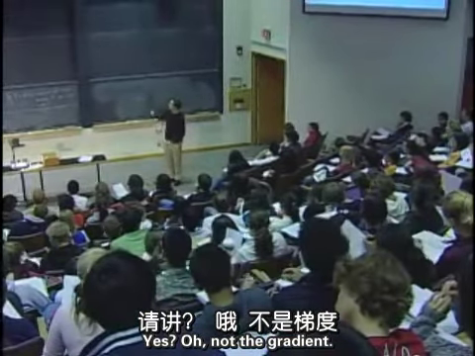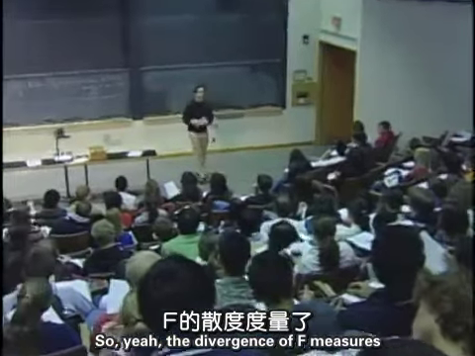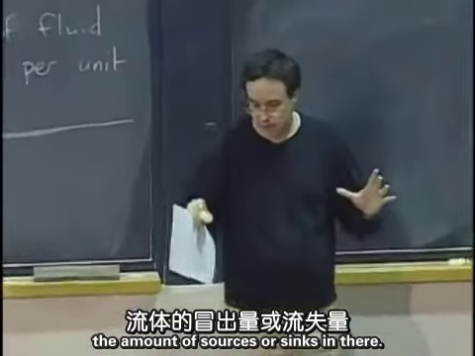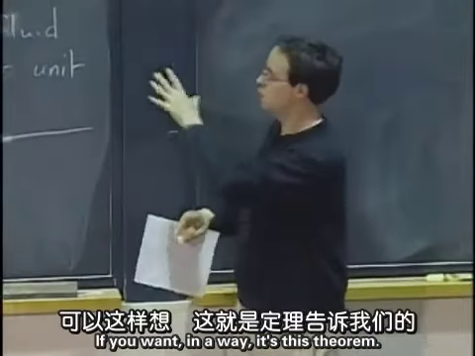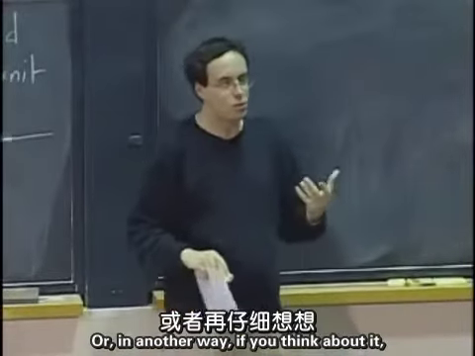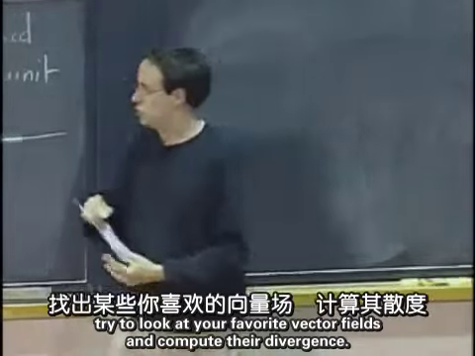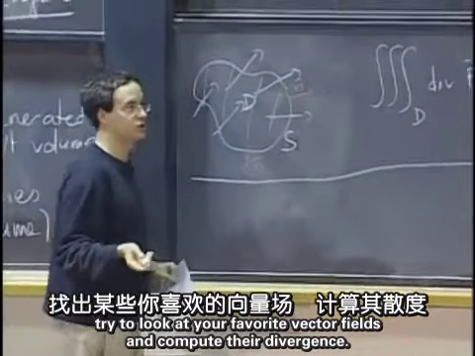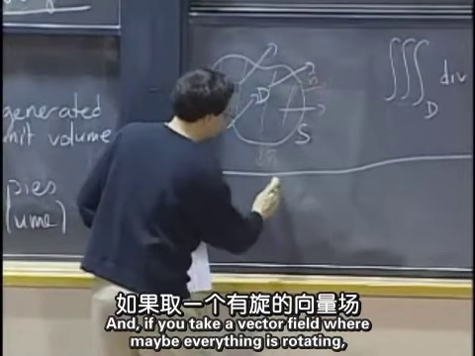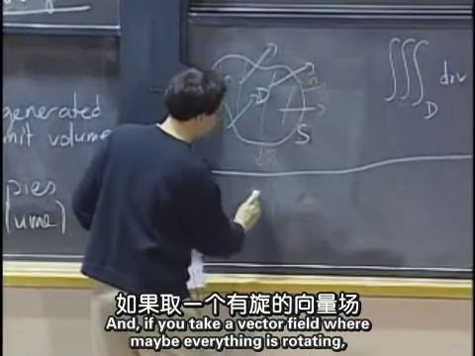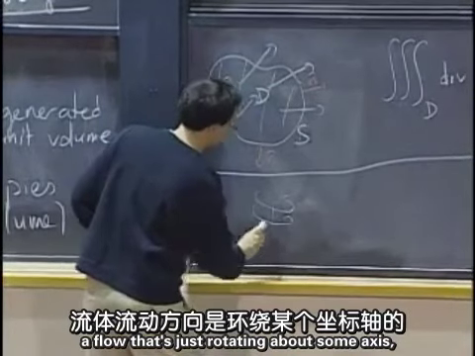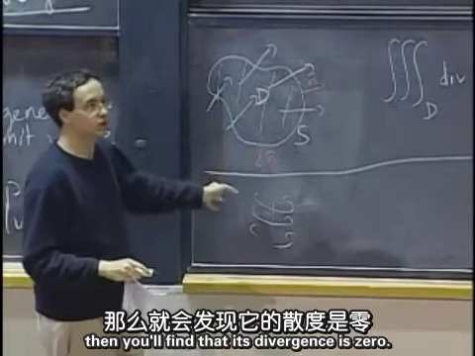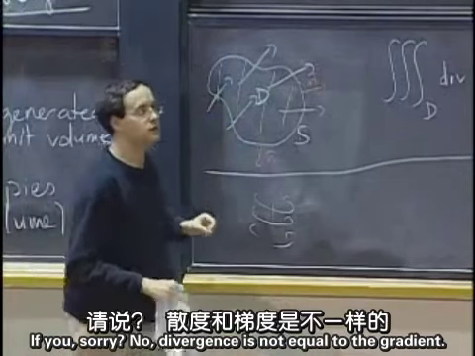Oh, not the gradient. So the divergence of f measures the amount of sources of things in there. Well, what makes it happen, in a way, is this theorem. Or in another way, try to look at your favorite vector fields and compute their divergence. And if you take a vector field where everything is rotating, a flow that's just rotating about some axis, then you'll find that its divergence is 0.